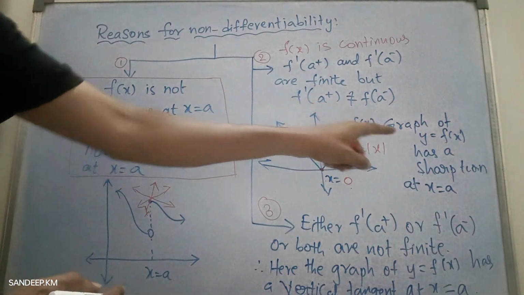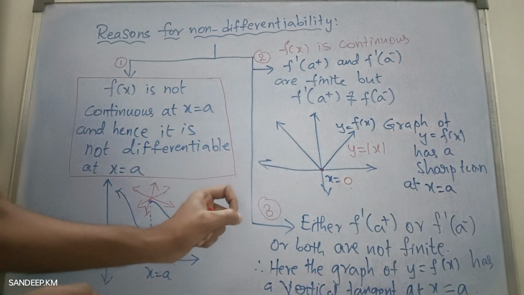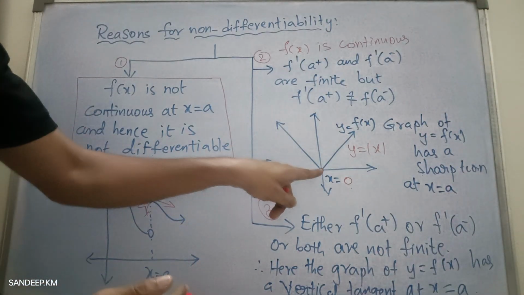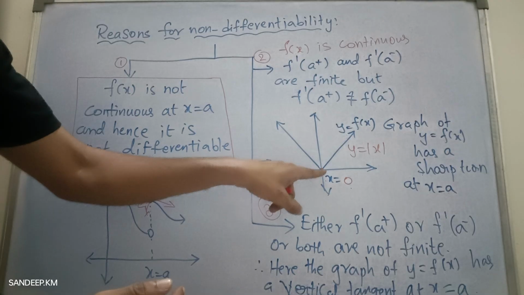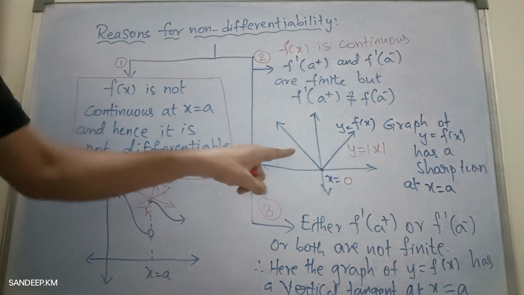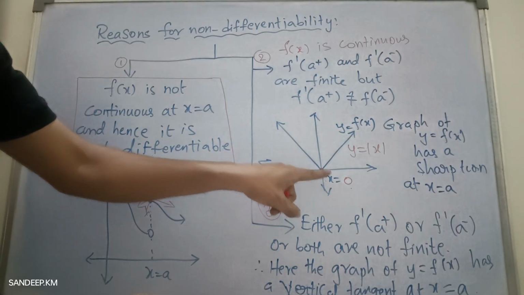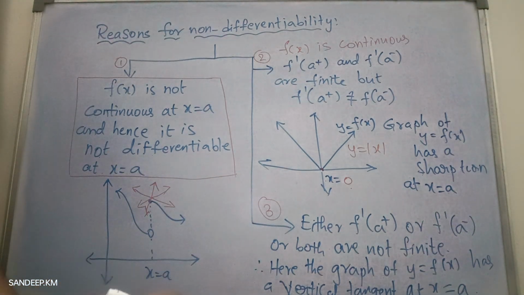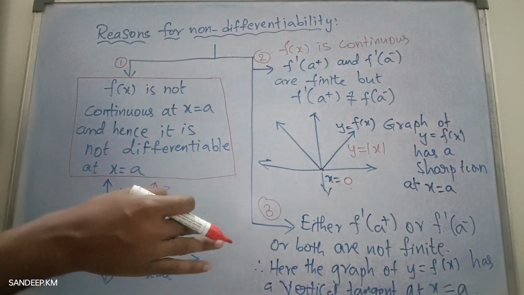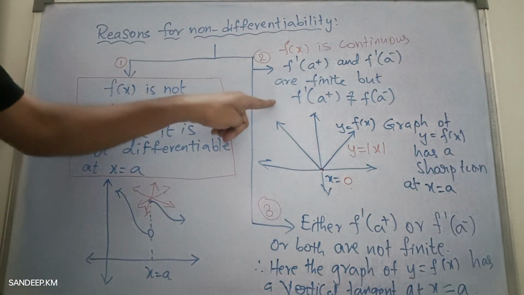So whenever, dear students, the graph of y is equal to f of x has a sharp turn, at that particular input the derivative does not exist. That means the function is not differentiable at the inputs where the graph has a sharp turn. See, y is equal to mod x graph is this. It has a sharp turn at x is equal to 0. So at that particular input, the function is not differentiable. So we can conclude that if the graph has a sharp turn, then at those inputs the function is not differentiable. Okay, so remember this particular case.